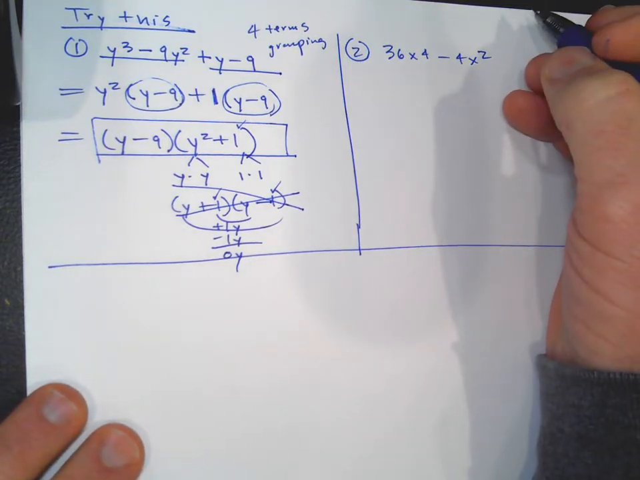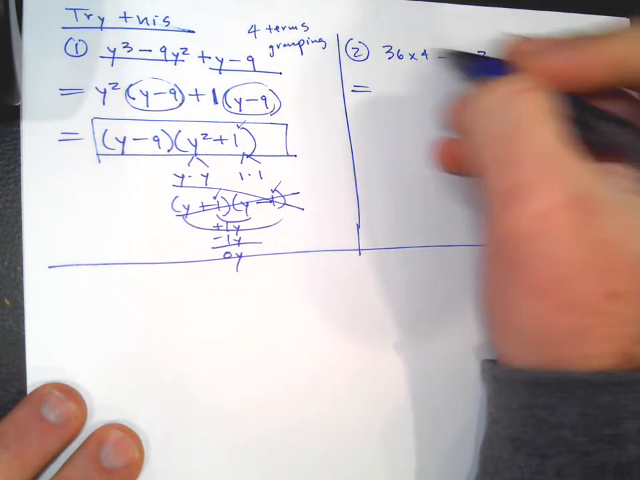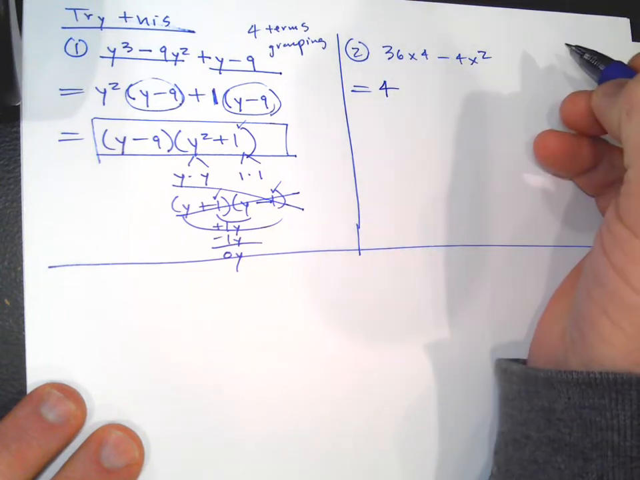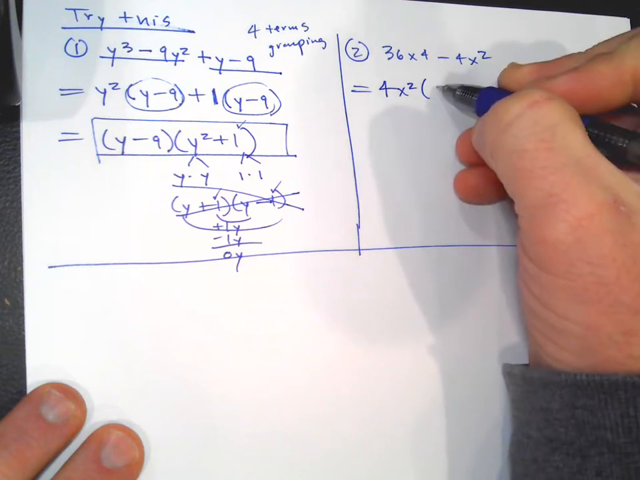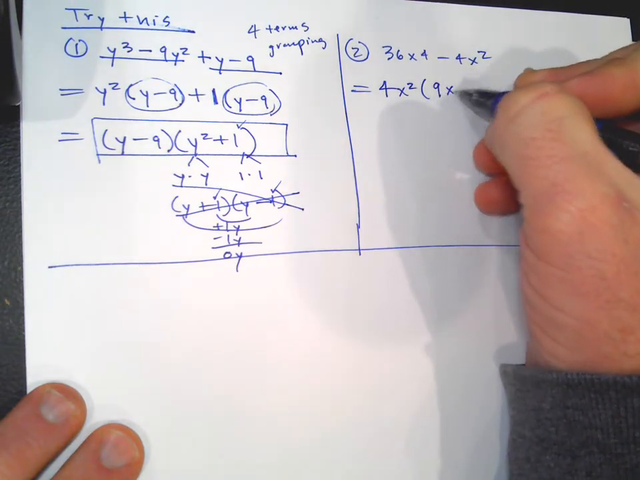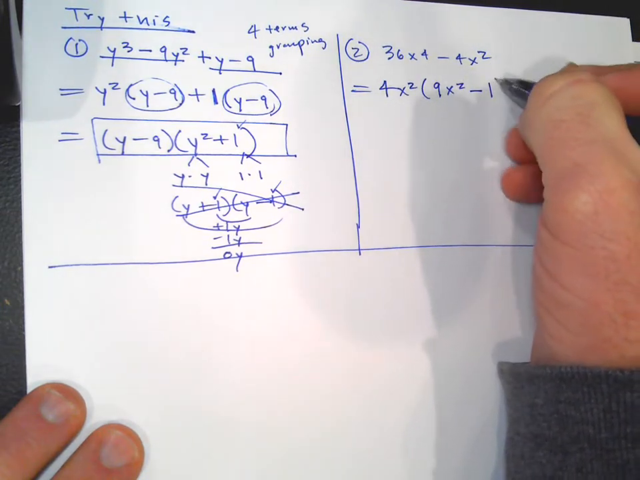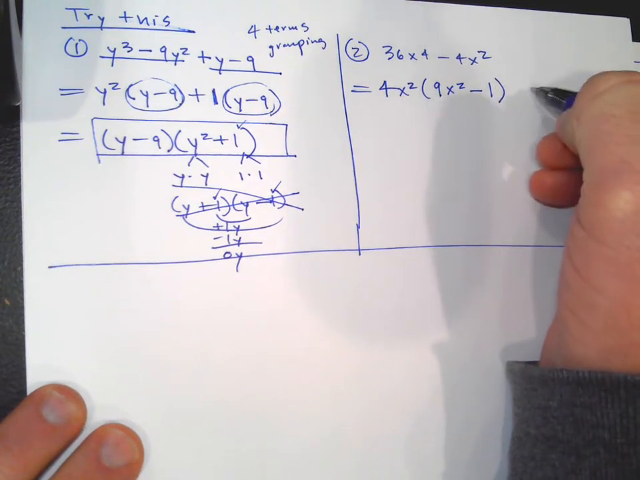Okay, first step, GCF. 36 and 4, I can take a 4 out of both of those. x to the 4th and x squared, I can take x squared out of both of those. And I got a 9x squared left, and a -1. Don't put 0 there, put a 1.